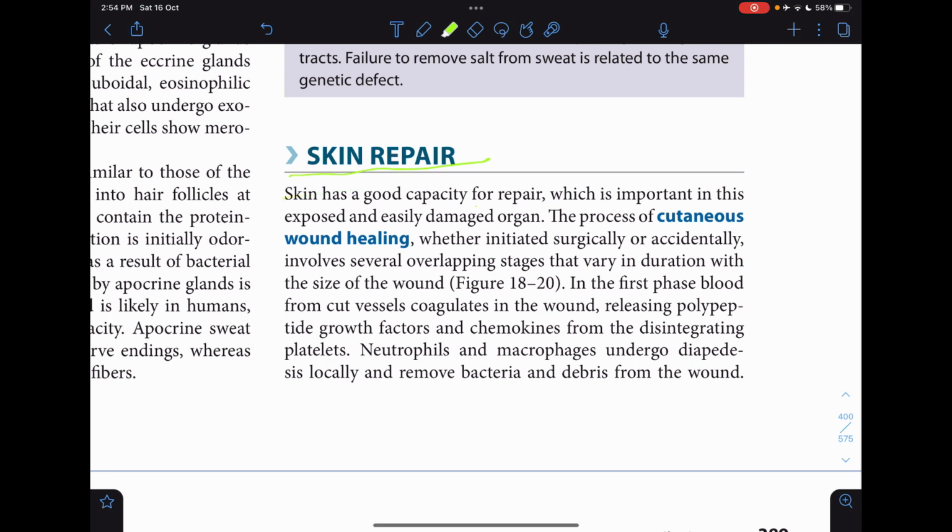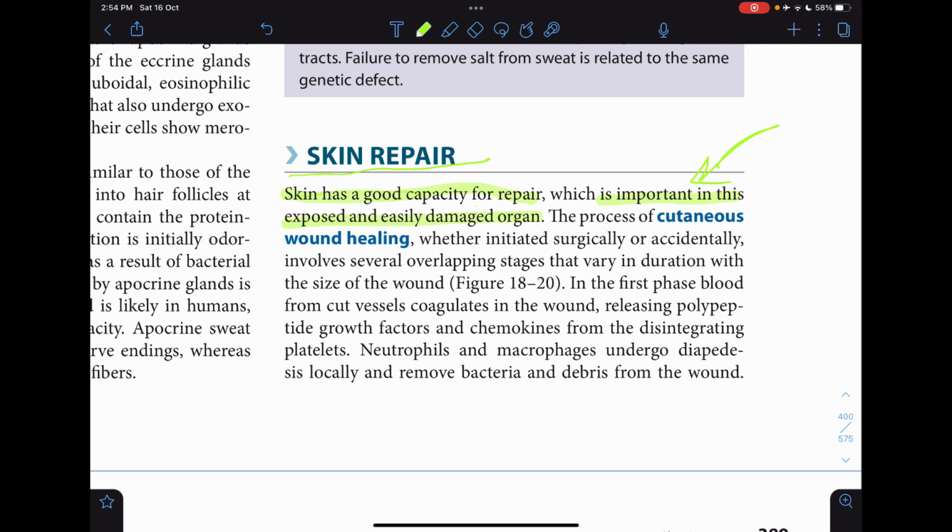Skin has a good capacity for repair. What does that mean? It means the skin regenerates itself, it repairs itself, and this is very important in this exposed and easily damaged organ. Now we know that the skin is an external organ, it's the largest organ in the body. We studied that in the first part of this chapter. This is one way in which the skin protects itself, it regenerates itself. We also took that in the first part of this chapter.